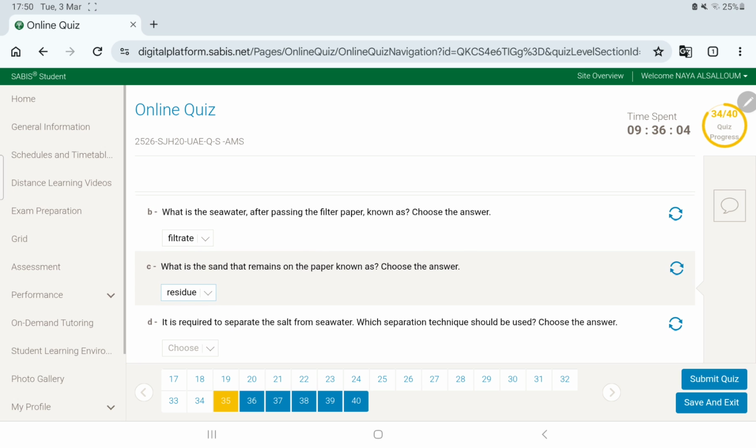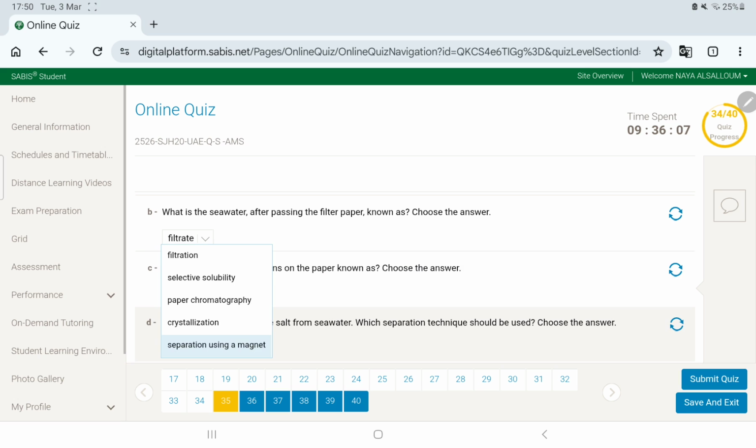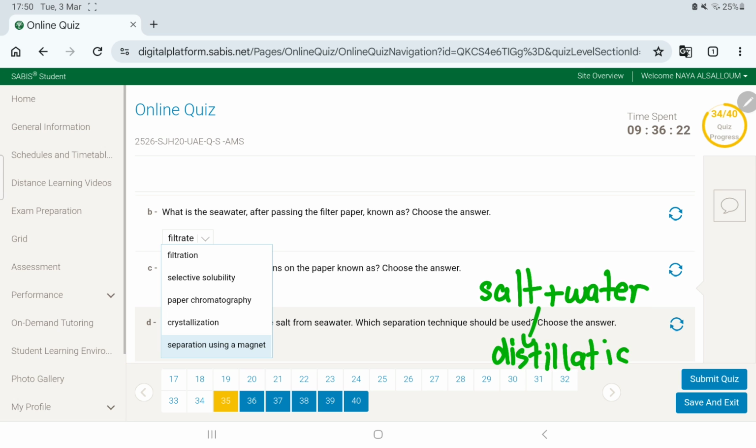Okay? Now, what is required to separate salt from seawater? So in other words, salt plus water. Here you use two separation techniques. One is distillation, and two is crystallization.